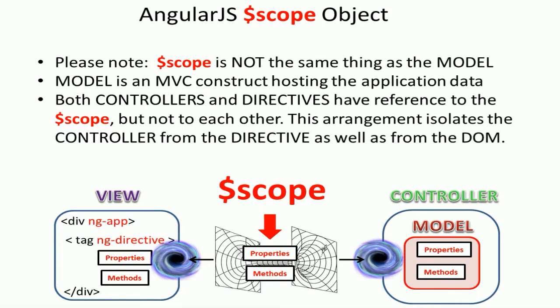Please note that the scope is not the same as the model. The model is an MVC construct that is hosting the application data. Scope is a JavaScript object that binds the model properties and methods to the HTML view. Both controllers and directives reference the scope, but do not reference each other. There is no direct link between the controller and the directives. This is the job of the scope object. This arrangement isolates the controller from the DOM, the directives, and the view.